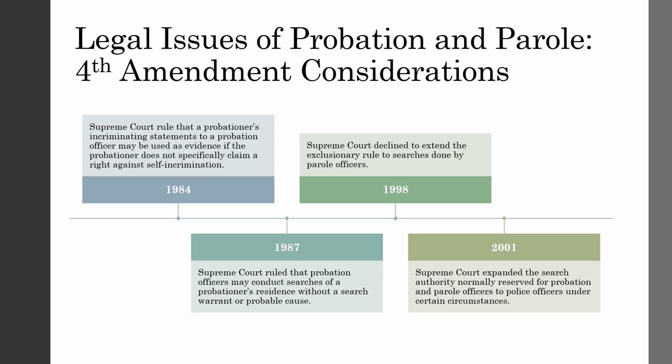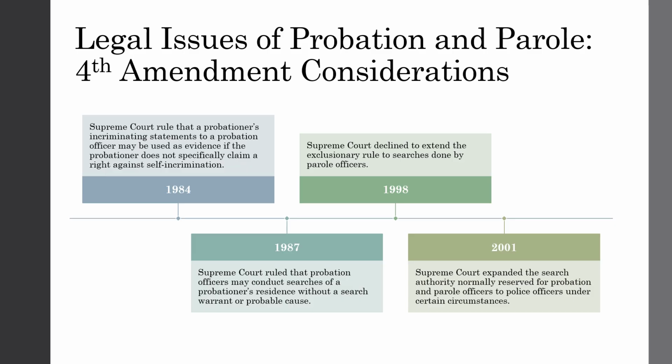Now, in 1987, the Supreme Court ruled that probation officers may conduct searches of probationers' residences without a warrant or probable cause. So when you go on probation and subsequently parole, you do not really have any Fourth Amendment right when it comes to search. A probation officer can walk right into your home and search all of your belongings. They can search you on the spot when you come in, and you have zero Fourth Amendment recourse.